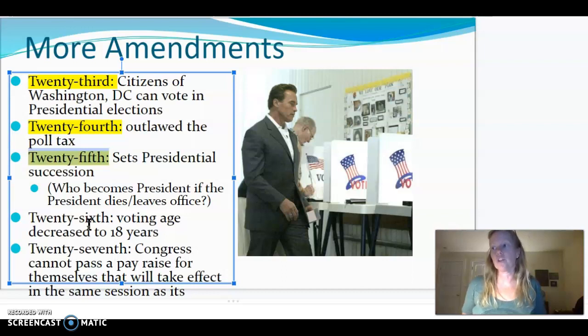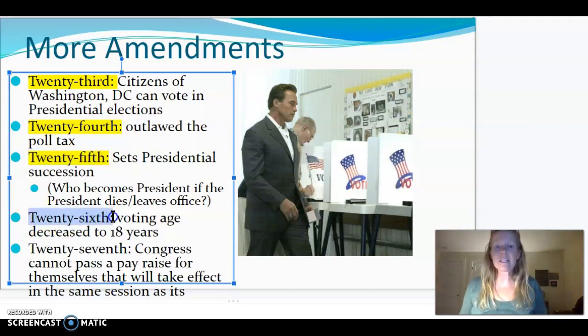We now, of course, know if the president dies or leaves office, the vice president is going to take his place. If the vice president can't, it's going to be the Speaker of the House, that's the head of the majority party in the House of Representatives, so on and so forth. It goes down through the presidential cabinet. You can Google it if you're interested.